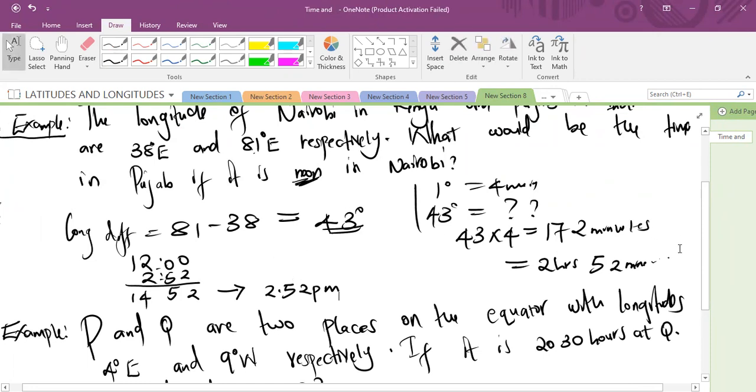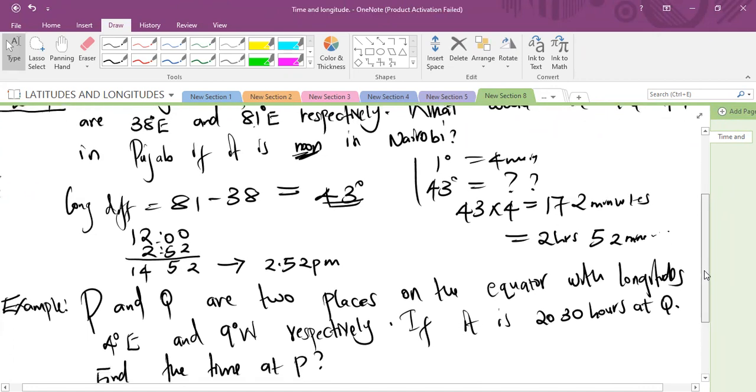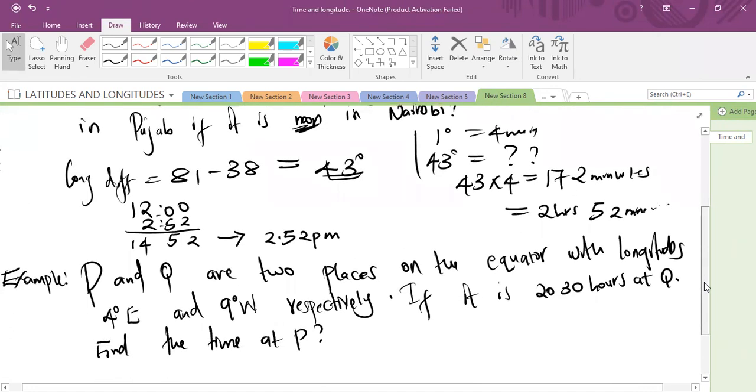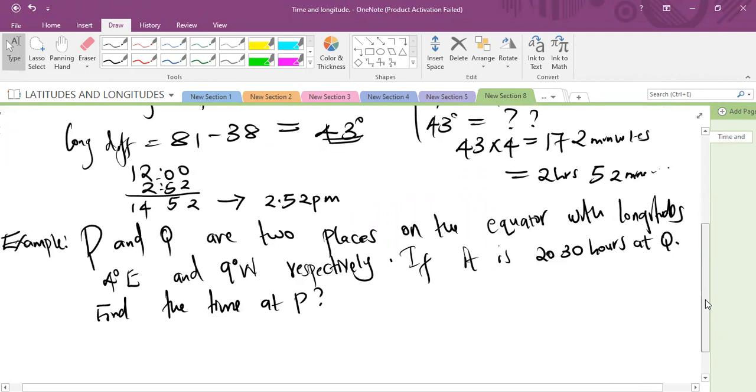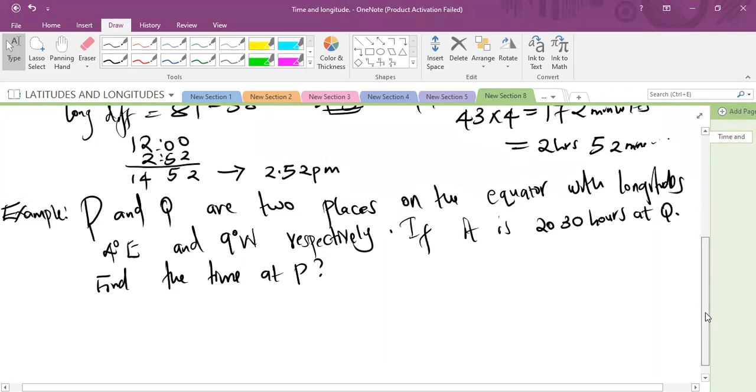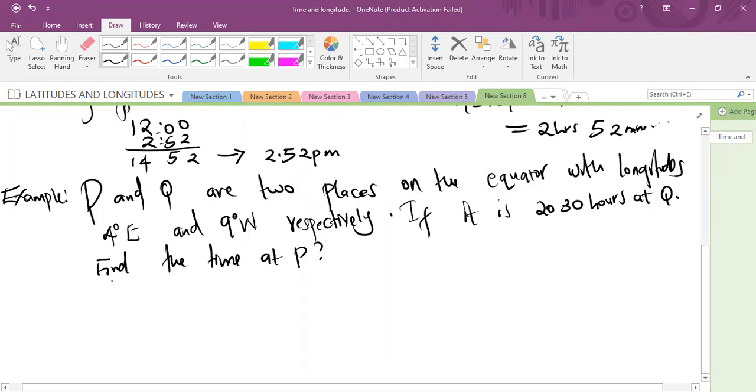Let's take up another example. P and Q are two places on the equator with longitudes 4 degrees and 9 degrees respectively. If it is 20:30 hours at Q, find the time at P. So it is 20:30 hours at Q. As we can see, this is 4 degrees. So the longitude difference is, since one is on the east and one is on the west, it will be 4 plus 9. So the longitude difference will give us 13 degrees.